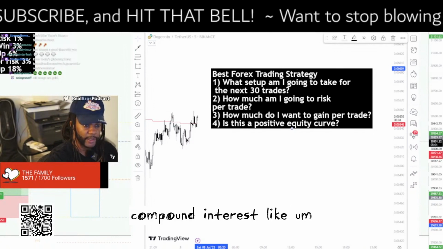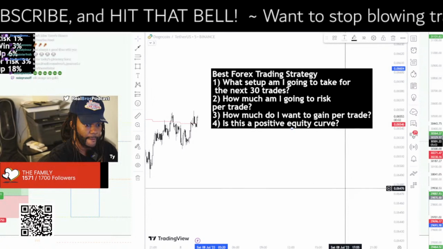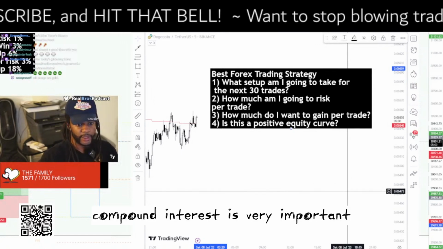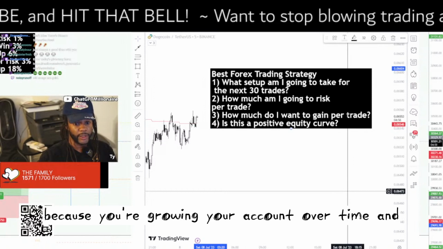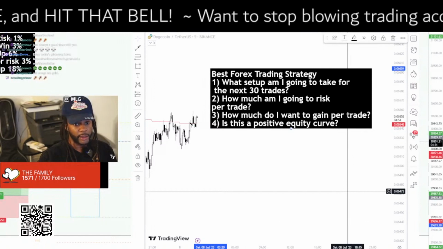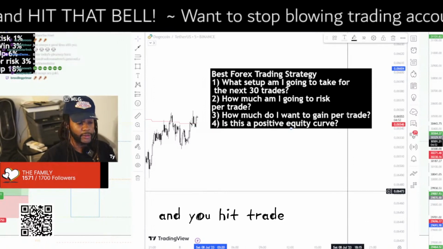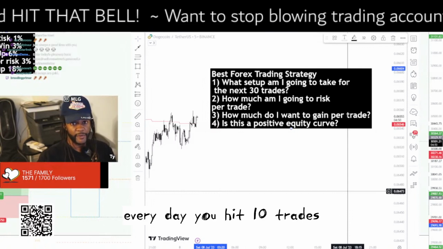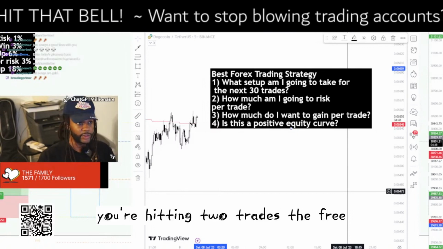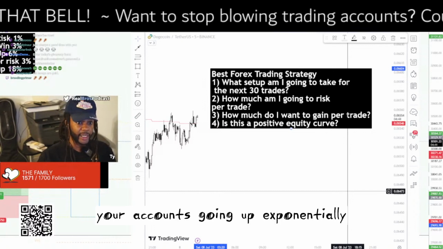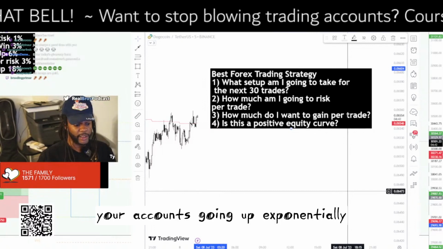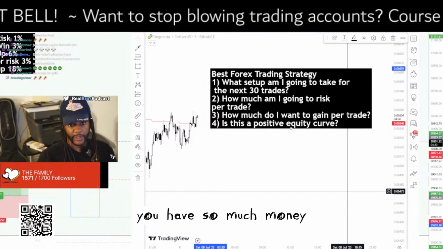Compound interest is very important, and because of compound interest, trading can make you very rich because you're growing your account over time, and you hit a trade, you keep hitting trades every day. Because you're hitting trades every day, your account's going up exponentially, and now you have stacks of money, you have so much money, you don't know what to do with it.